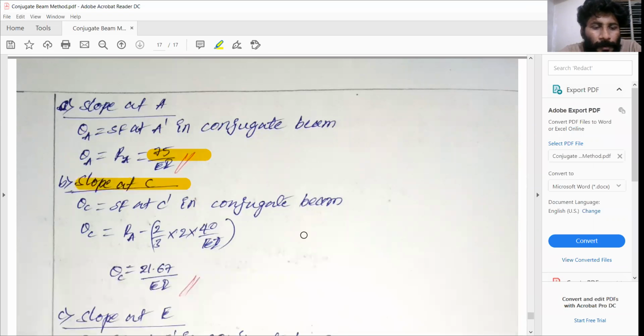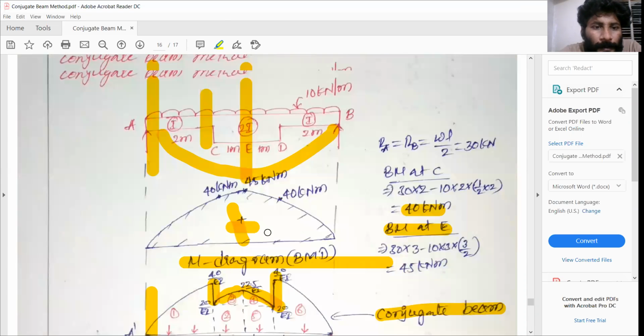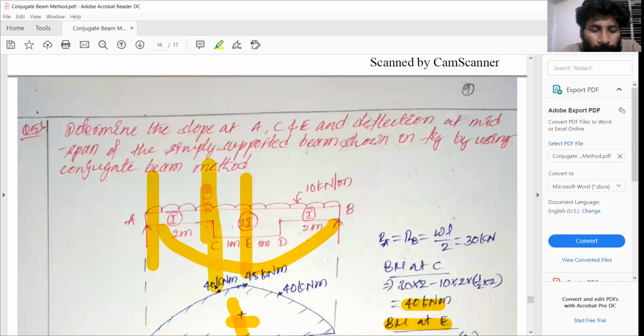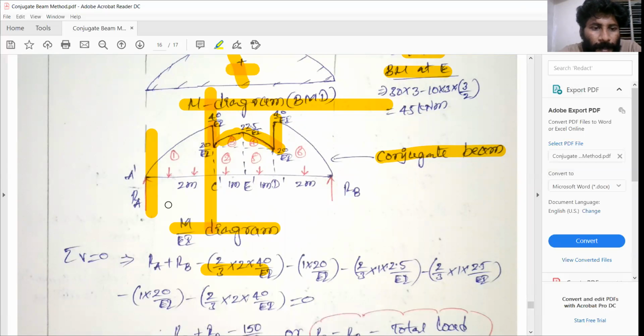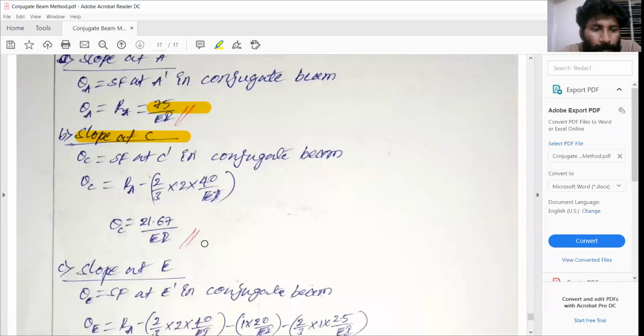Then the slope at C we have to find. Slope at C is here. Here we have to find the slope again at this section. When we wanted to find the slope at A, we took the section here. Now you see the forces which are acting left of the section: RA minus 2 by 3 of 2 into 40 by EI. You can see that whatever I said is written here. So that is the slope at C.